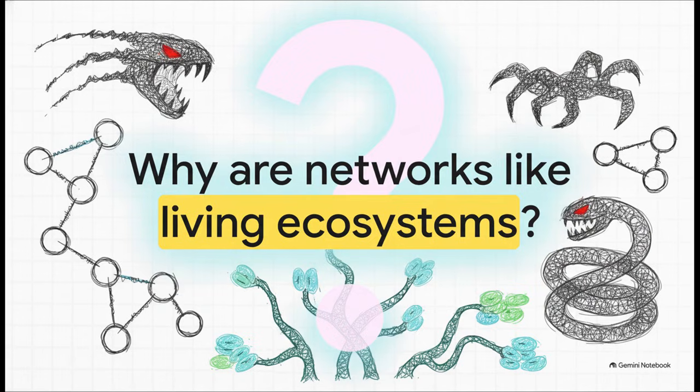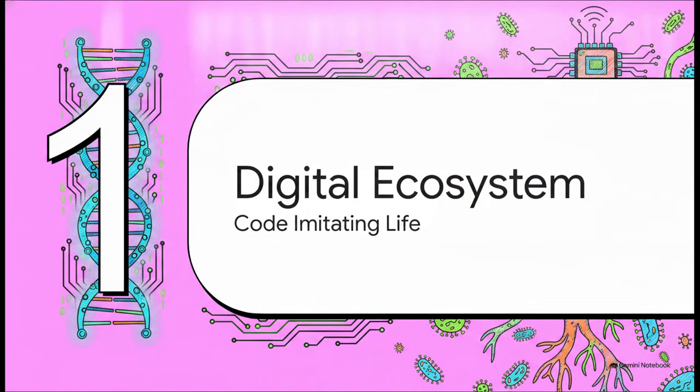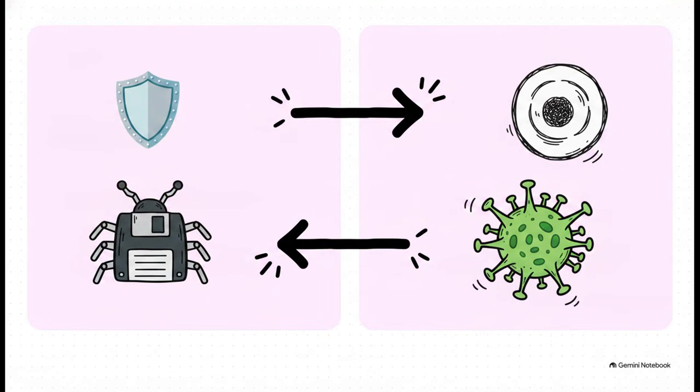Instead of looking at the internet as just this sterile series of tubes and wires, we're going to explore this digital landscape like it's a nature documentary. We're tracking predators in the wild, and let me tell you, they are incredibly hungry. Section 1. The Digital Ecosystem, Code Imitating Life. All right, let's dive into this.